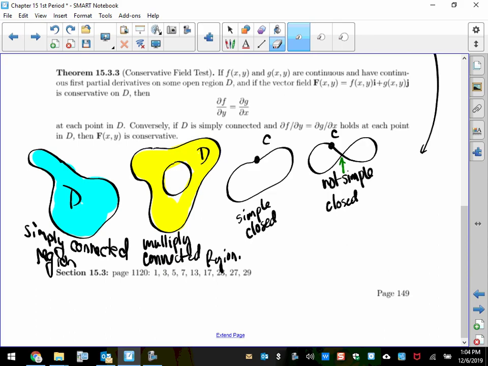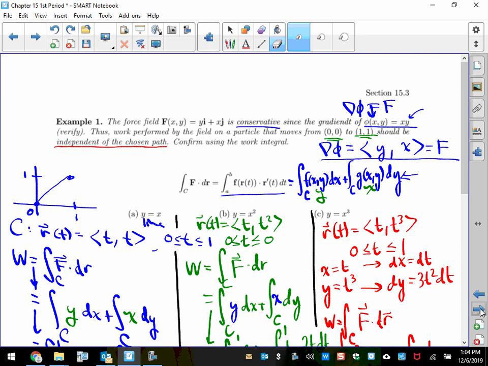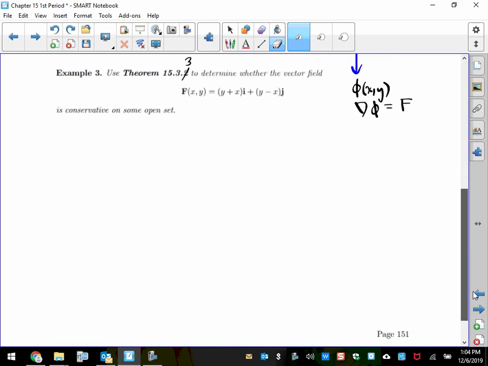then the field is conservative. So that means that it goes both ways. If the partials are equal, then the field's conservative. If the field's conservative, then the partials have to be equal. So it goes back and forth. It's an if and only if is really what we're getting at there.